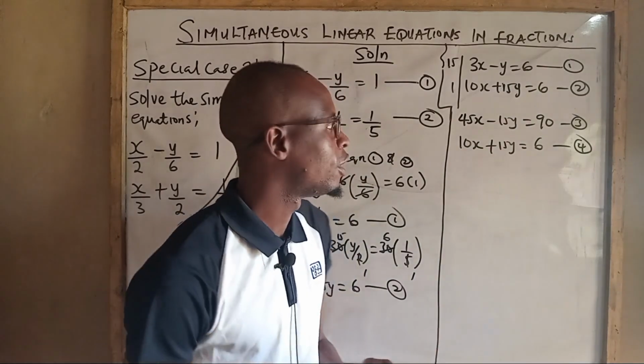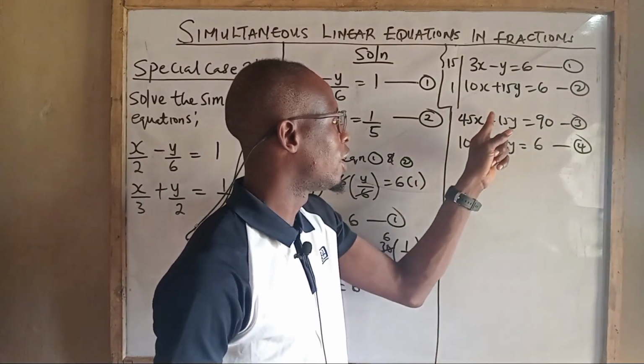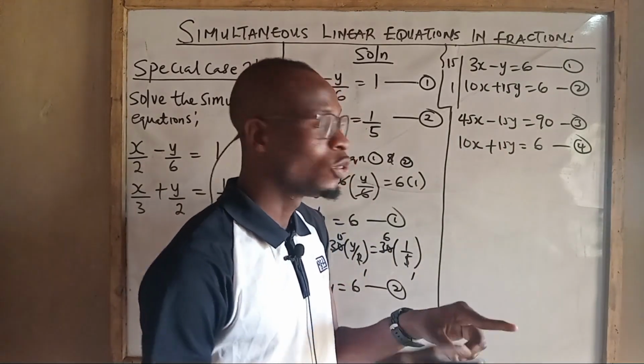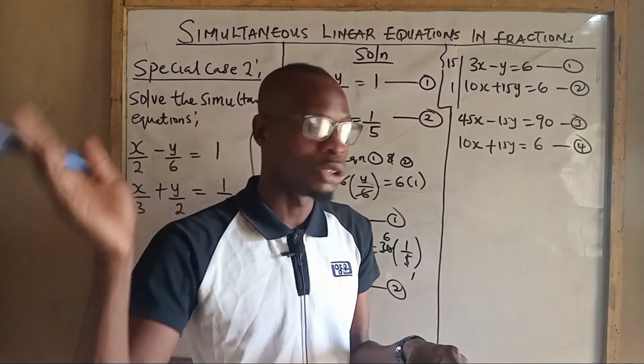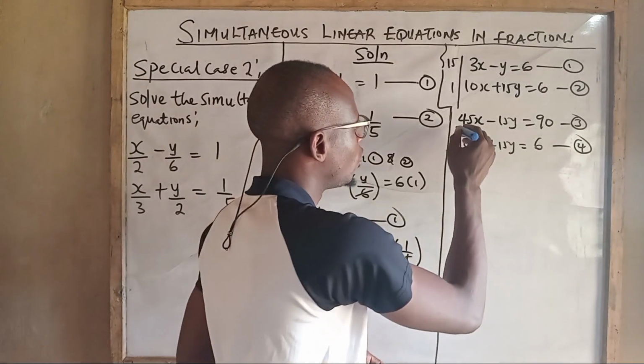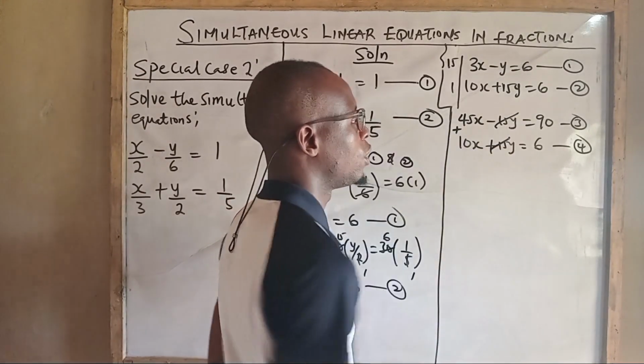So it's very easy to eliminate. But take note of the sign. The sign here is negative. The sign here is positive. That means they have different signs. And when you have different signs, according to the rules I've explained before in the elimination method, you expect to add the two equations together. So when you add the two equations together, the y terms will be out.